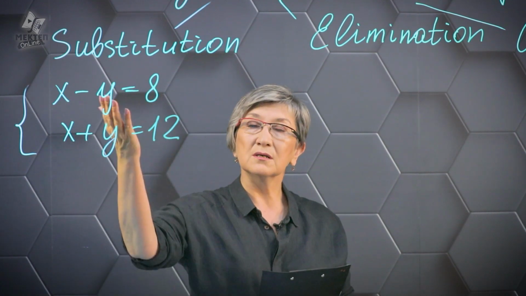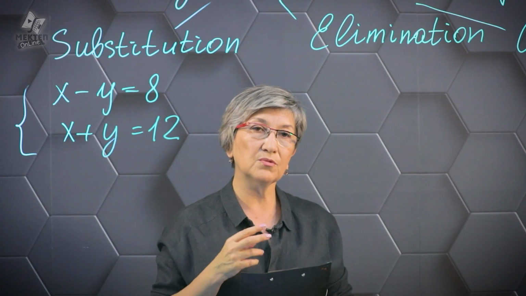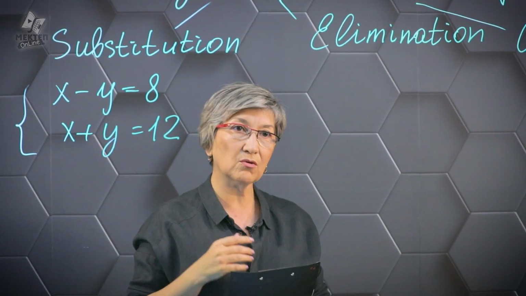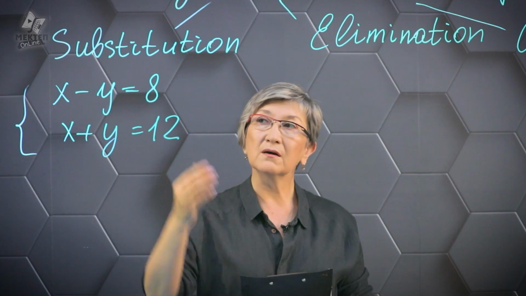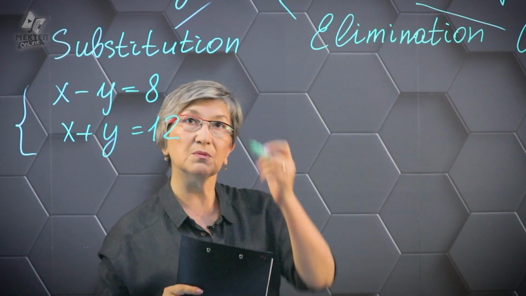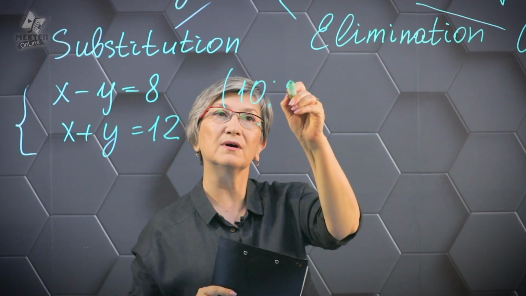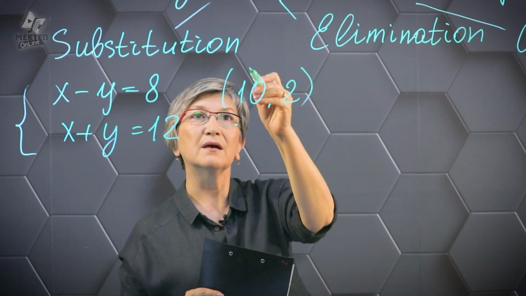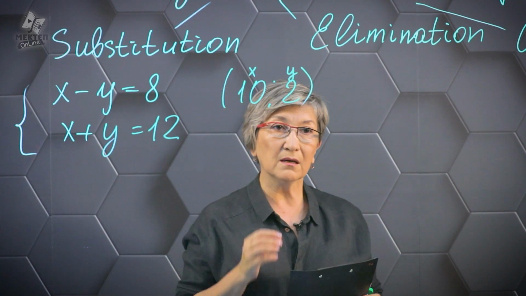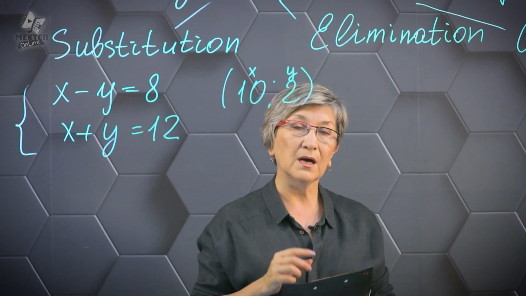Of course, we can immediately find a pair of numbers that will be a solution to the first equation and a solution to the second equation. And you've probably already found that pair of numbers. Let's write it down: the pair of numbers 10 and 2. X equals 10 and y equals 2. But that's the solution to our system, and we need to learn how to find this pair of numbers.